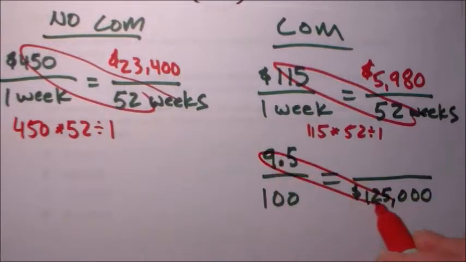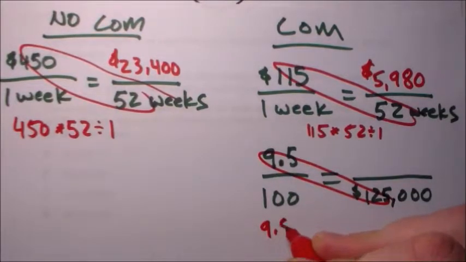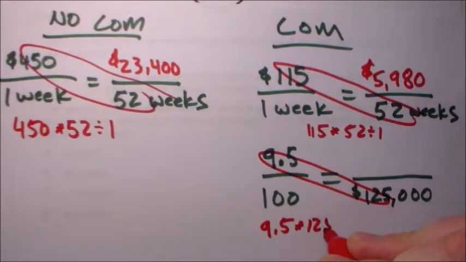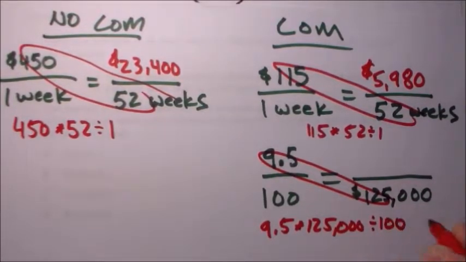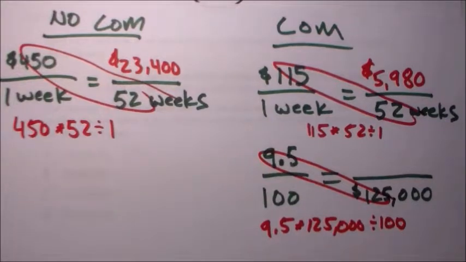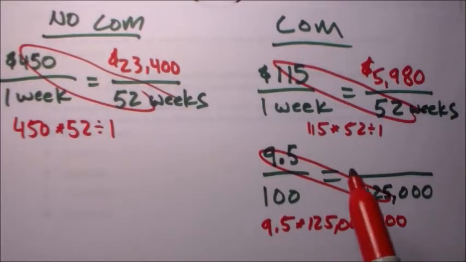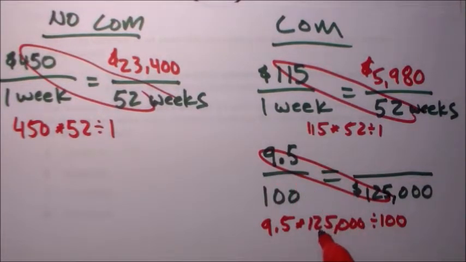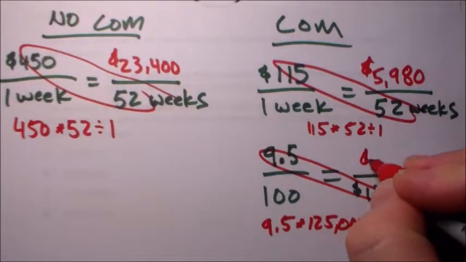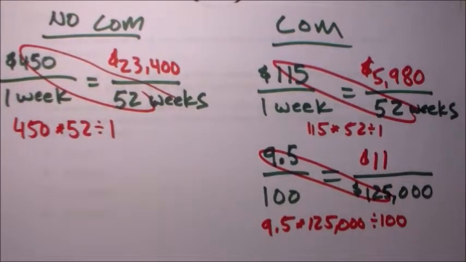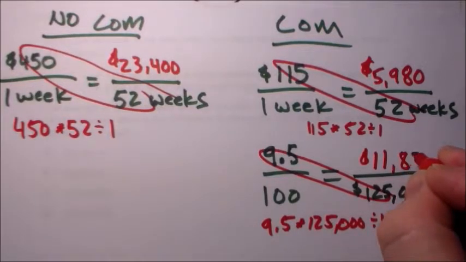Again, just cross multiply and divide. 9 times 125,000. Don't get the zeros or the decimal places confused. Decimal places are important. It's the difference between earning $10 an hour or $1 an hour or $100 an hour. It's important. Okay, plug it in your calculator. What do you get? You get 11,875.